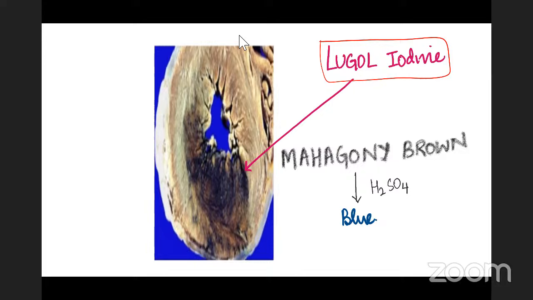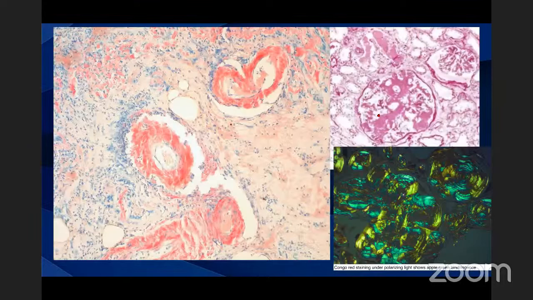Now, once you're clear with this, next you should remember that on histopathology, amyloid is always extracellular pink material. When you stain it with Congo red, it gets a salmon red, that is orange red, color. And this salmon red slide you should see under polarizing microscopy, and you will get apple green birefringence. That's the very important point here.